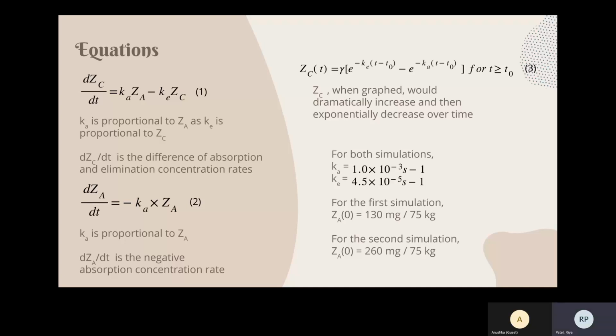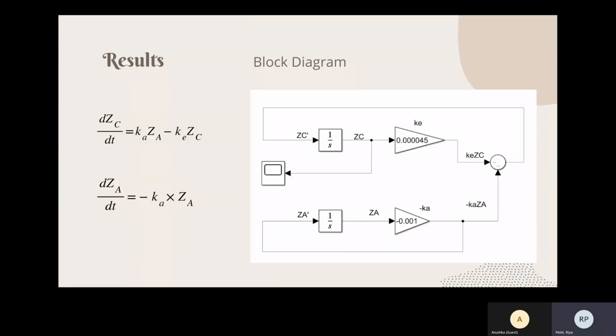With these parameters in mind, it is important to consider the role of the discrete dose value gamma. To see this effect of the parameter, the initial condition for the dose was Z of A, which is 130 milligrams per 75 kilograms. The second simulation was given as Z of A equals 260 milligrams per 75 kilograms, which was double the first simulation. The results are the following as represented in the block diagram. The block diagram represents equations 1 and 2, which will then reflect the results.